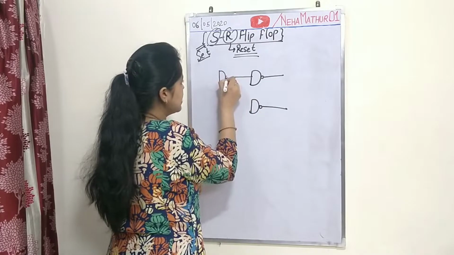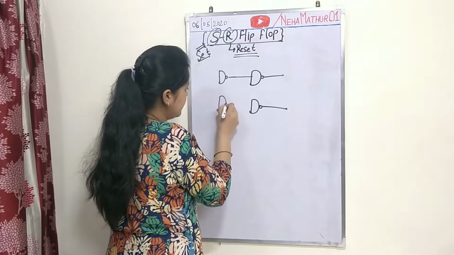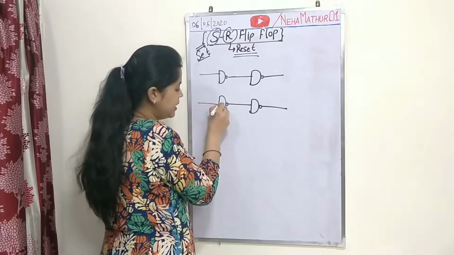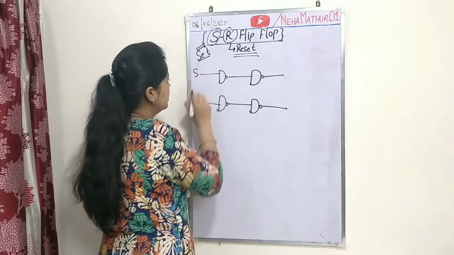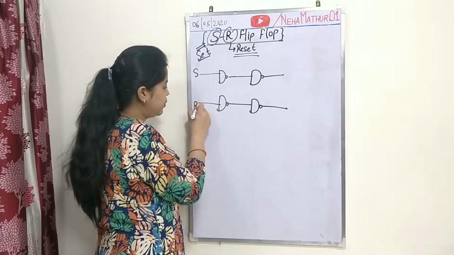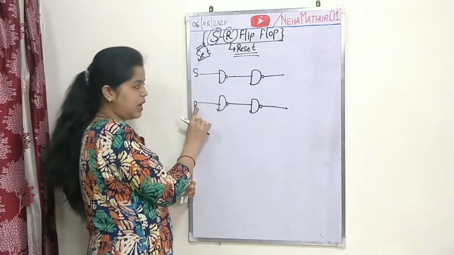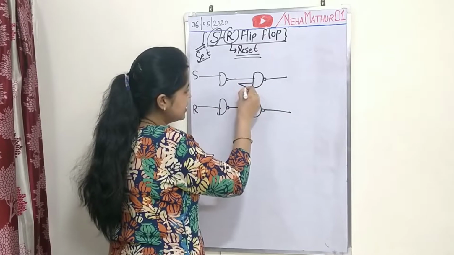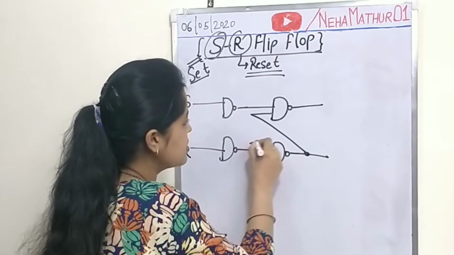Its circuit looks like this. The same circuit can be implemented using NOR gates, but here I am taking NAND gates. So this SR flip-flop circuit will have 2 inputs represented by S and R. The back gates are in the form of a cross coupling structure.